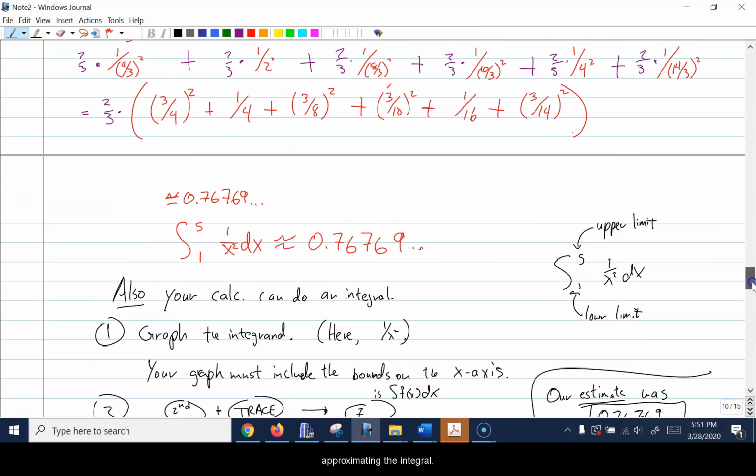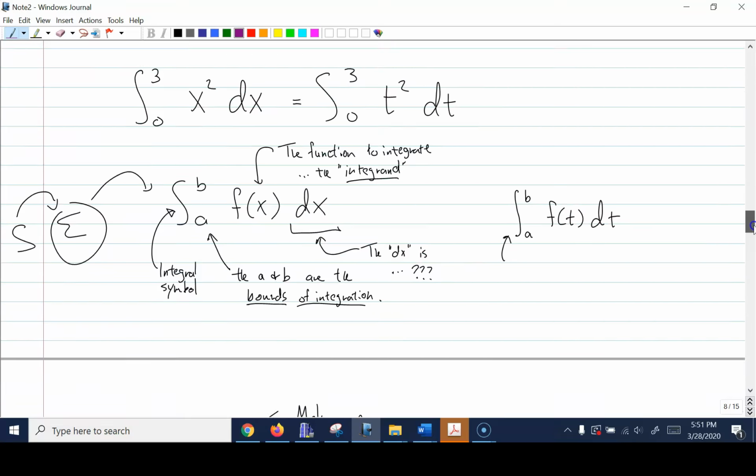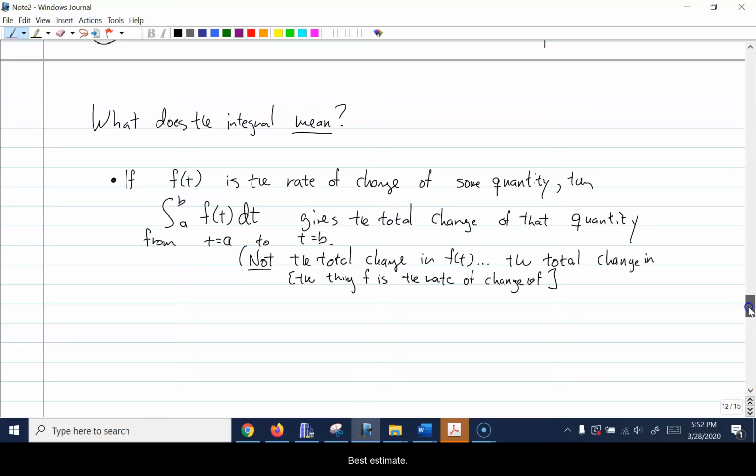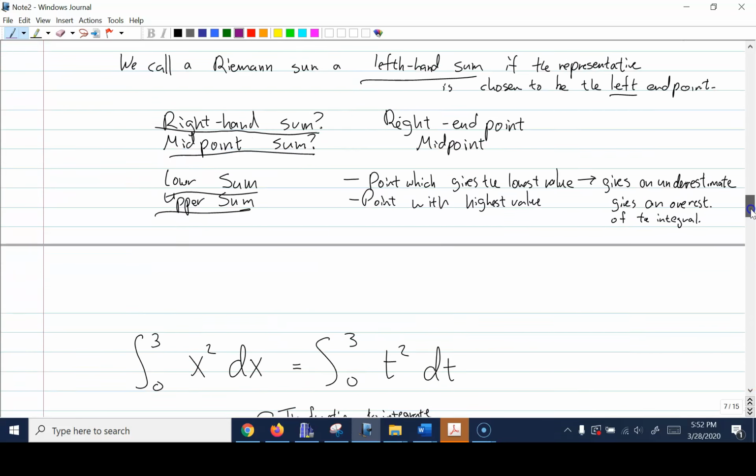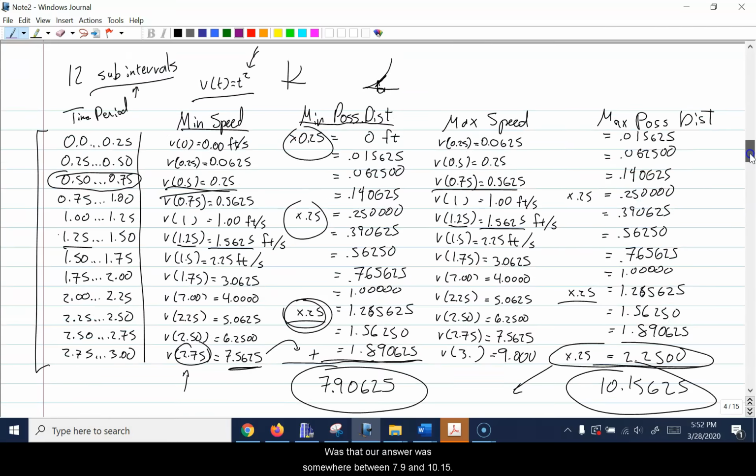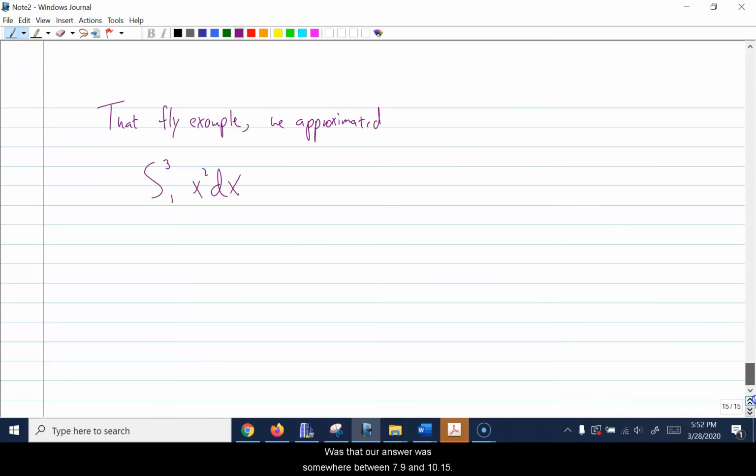Hey, let's go back and do that fly example. We were approximating the integral from 1 to 3 of x squared, right? Our best estimate was that our answer was somewhere between 7.9 and 10.15.